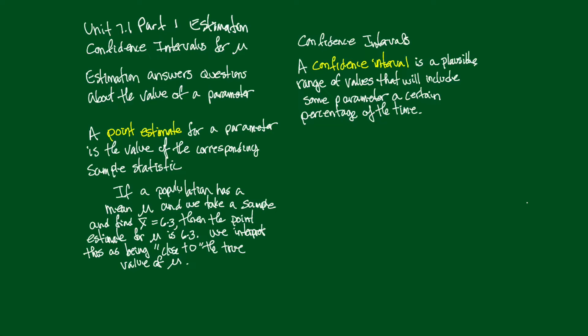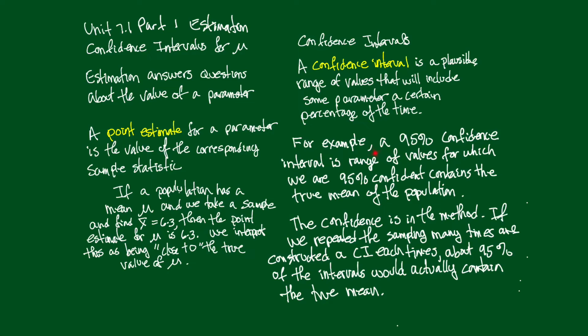Now, point estimates are okay, but we can do better. Instead of a point estimate, I'm going to get an interval of values. So now we're going to take a look at confidence intervals. First of all, a confidence interval is a plausible range of values that will include some parameter a certain percentage of the time. For example, a 95% confidence interval is a range of values for which we are 95% confident contains the true mean of the population.